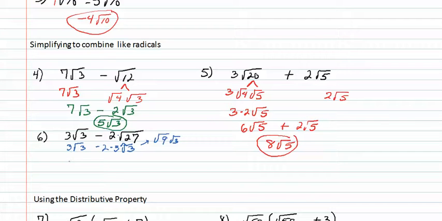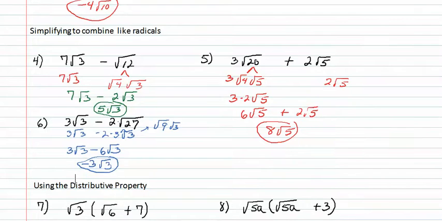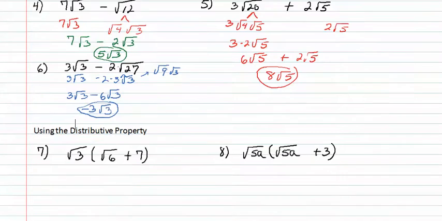So at this one, I didn't do anything with this. I keep 3 radical 3 here. I keep my negative sign because negative 2 times 3 is negative 6, and I've got my radical 3. So now I have a 3 and a negative 6. Put those positive 3 and negative 6 together, I get a negative 3 radical 3, because now I combine the like terms of radical 3. And that's my answer. Okay, next section we're going to do distributive, using distributive properties.